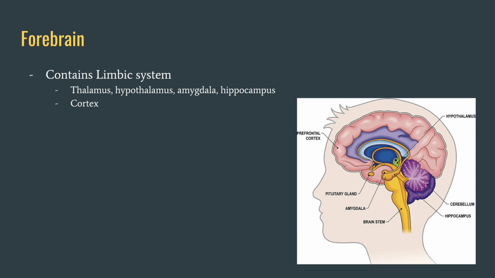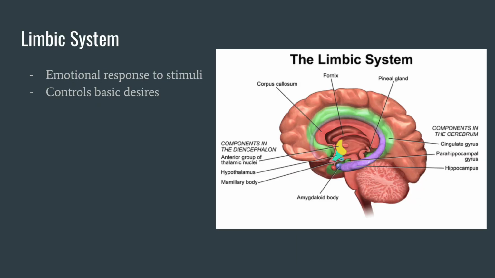Let's move into forebrain, and it contains the limbic system. It is one of the very most essential systems in your brain. It includes thalamus, hypothalamus, amygdala, hippocampus, and it includes other cortexes. First is the limbic system. Just simply explaining this, it's just emotional response to stimuli, and it controls basic desires.